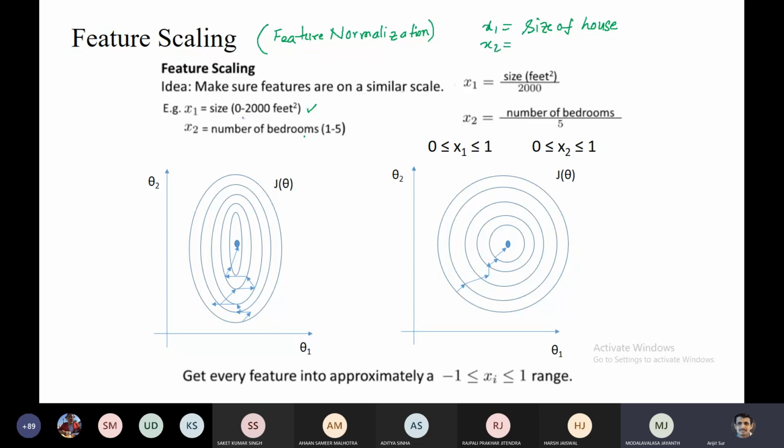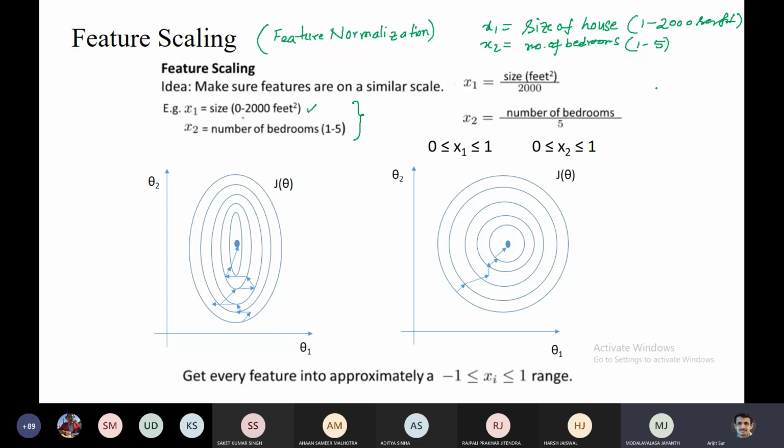Another feature is the number of bedrooms. The range of the size is maybe 2000 square feet, while the number of bedrooms has a range of 1 to 5. So this is a very tiny range, compared to a huge range. Now if you use these two features as usual, there is some sort of imbalance in feature range. So we can normalize both features to the same range.